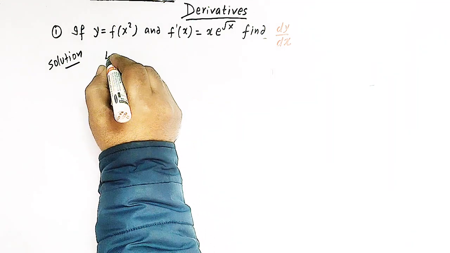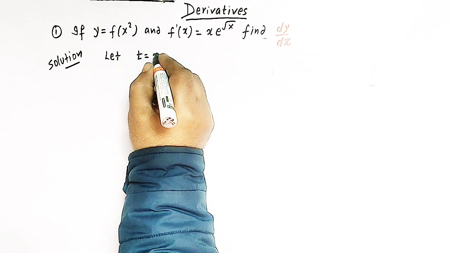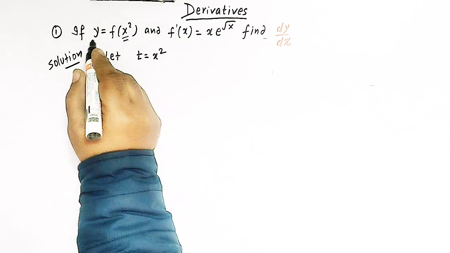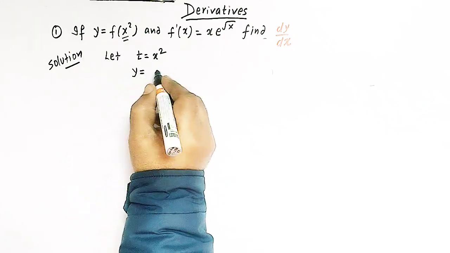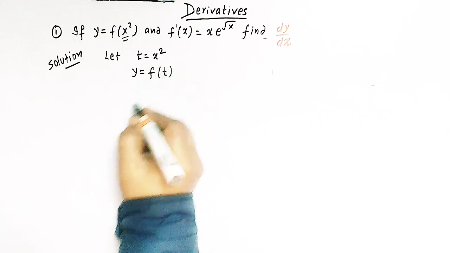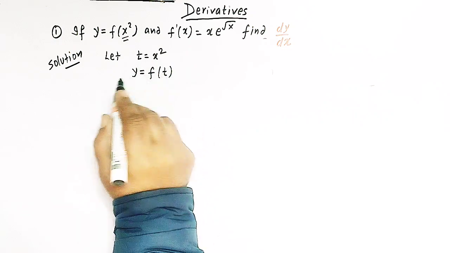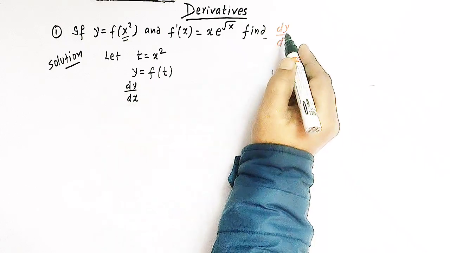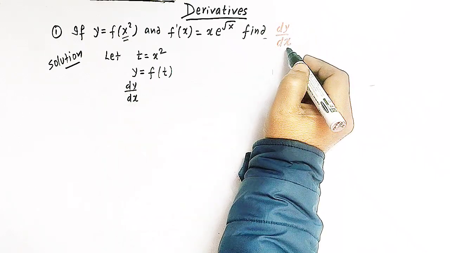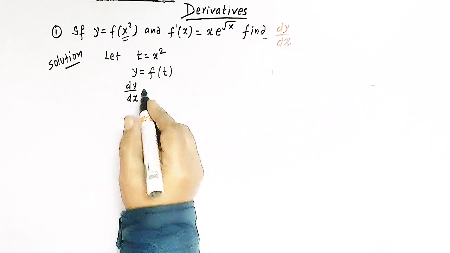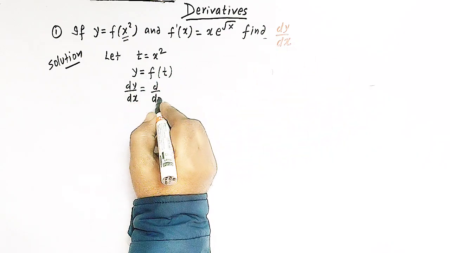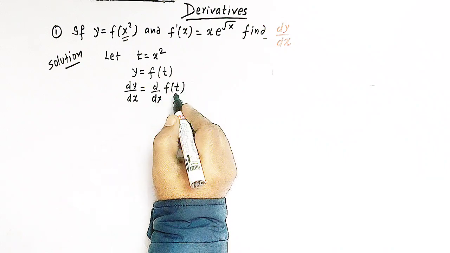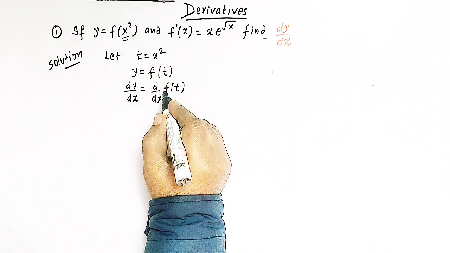So let us here substitute t is equal to x square. So here we'll take t is equal to x square, so that this expression can be written as y is equal to f of t, right? So now let us differentiate both sides with respect to x. So we have dy over dx, because here we need to find out dy over dx. So let us differentiate both sides with respect to x, and here we have d by dx of f of t, right? Now here we can make use of chain rule, since here we have f of t.